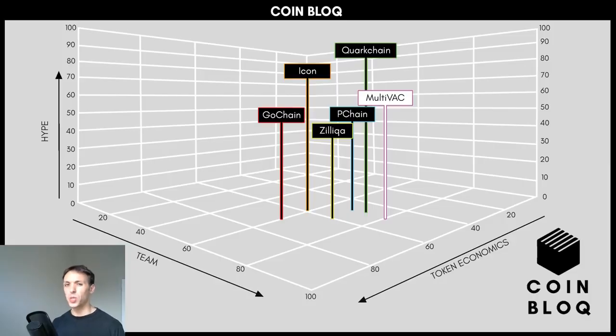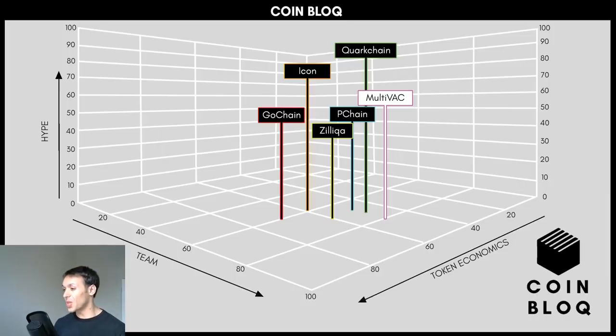So now we get to the good stuff. Now we get to my favorite part of the video, where I talk to you about the positives and the negatives behind the MultiVAC ICO. There are 5 things I really like about MultiVAC, and there are 5 things that go against the MultiVAC project. So let's begin by looking at the positives.